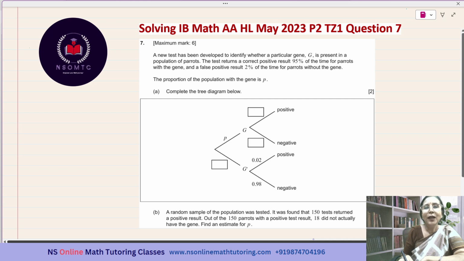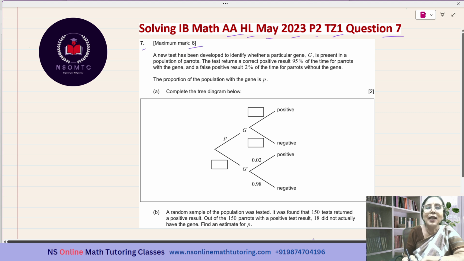Hello students, we are solving the IB Math AA HL past paper questions, and currently we are solving the IB Math AA HL May 2023 paper 2 time zone 1 past paper. Today we will be solving question number 7 of this paper. You will get the links to all the previously solved questions of this paper and of the other papers in the form of a playlist on my channel, NS Online Math Tutoring Classes. So, without any further delay, let us start answering question number 7.